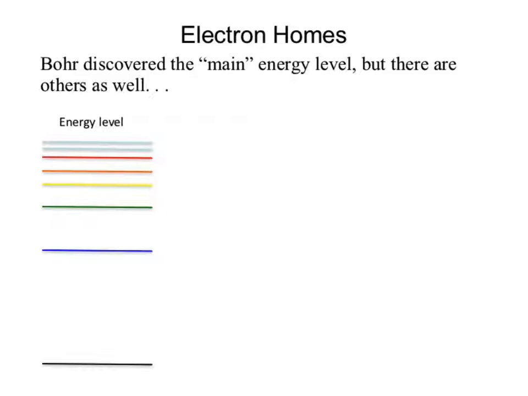How many energy levels have we discovered? Remember, that top one was the vacuum. How many do we have? How do you know there's 7? Count the lines. Because you saw me counting them. I could have been lying. How do we know there's 7?